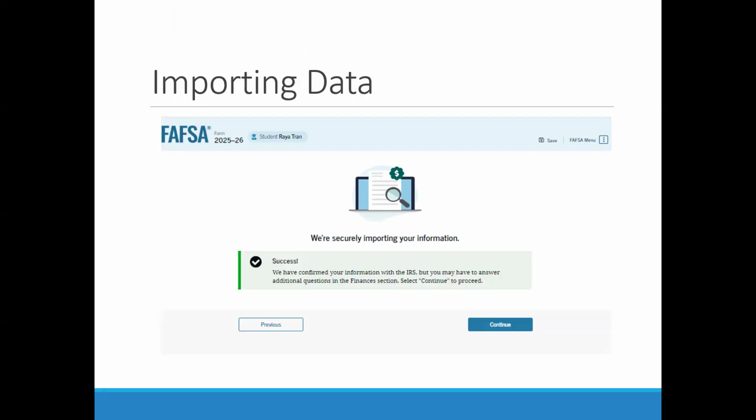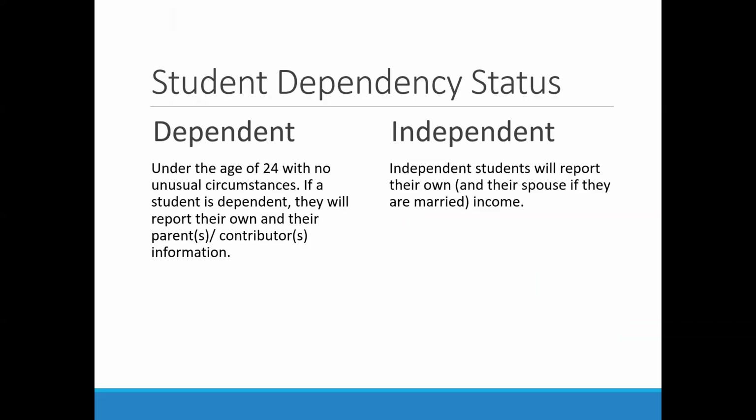If the IRS finds your information and places it into the FAFSA, you will see this screen importing data. If they're unable to, or there's no information to find, you will be asked some additional financial questions later in the form.